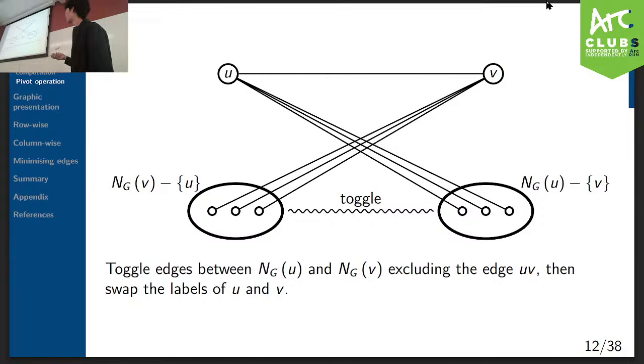Over here, NG of U is just my notation to say the neighborhood of U in the graph G. This is the graph G. And we're excluding the vertex V because the edges you want to toggle are between these two sets, not the edge UV. So this is just to exclude the edge UV.